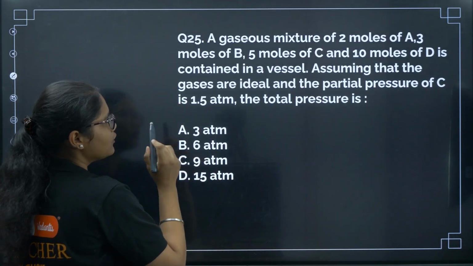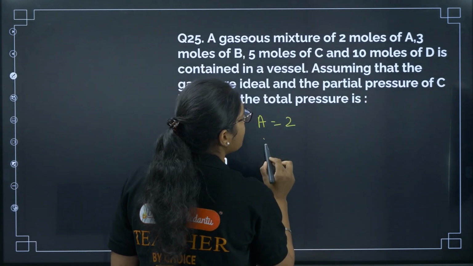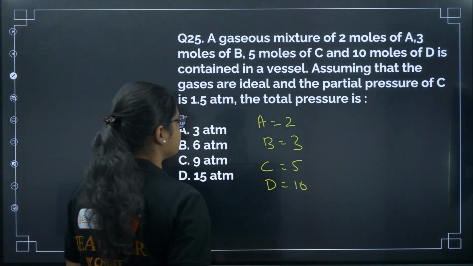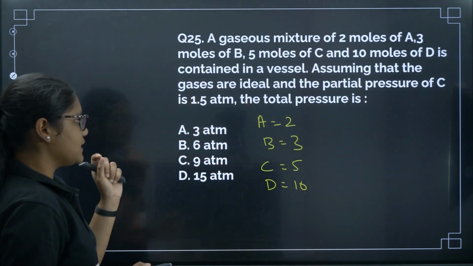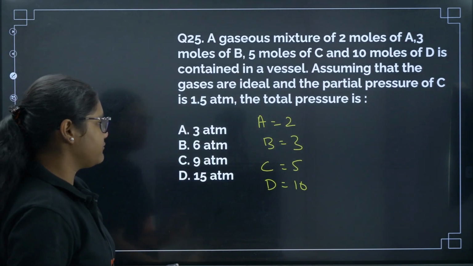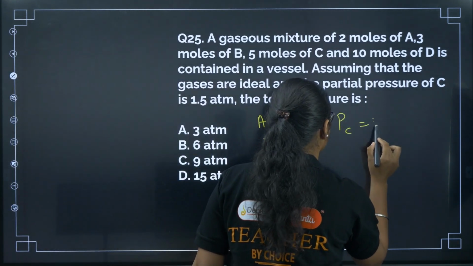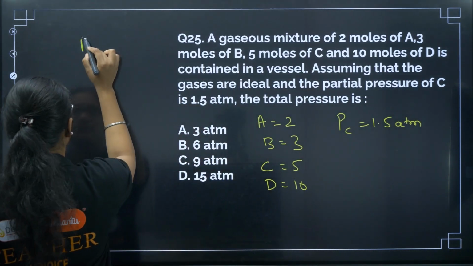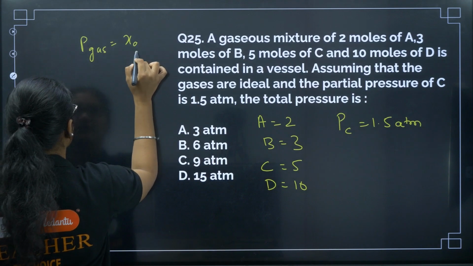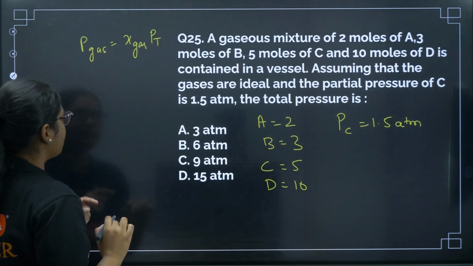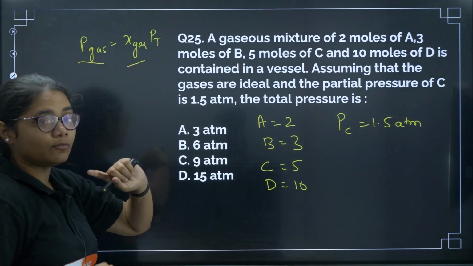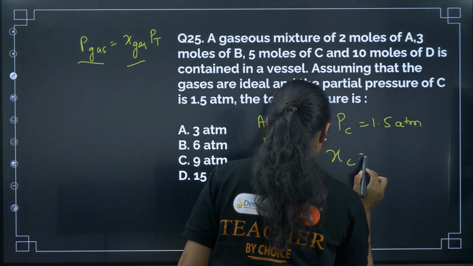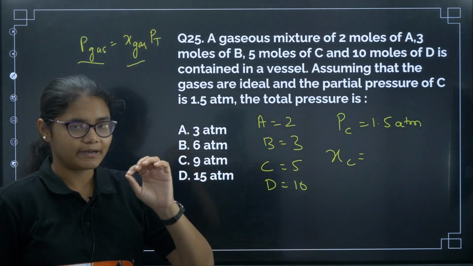Next one, question number 25. A gaseous mixture of 2 moles of A, 3 moles of B, C is 5 moles and D is 10 moles. Okay. Now assume that the gases are ideal and the partial pressure of C is 1.5 atm. So we know the partial pressure of C is 1.5 atm. Calculate the total pressure. So what's the formula of partial pressure? Partial pressure of any gas is equal to mole fraction of that gas into P total, right? We have been given with the partial pressure of the gas. If we can find the mole fraction of C, then we can calculate the total pressure. So let us calculate the mole fraction of C. So what is the formula of mole fraction? Number of moles by total number of moles.